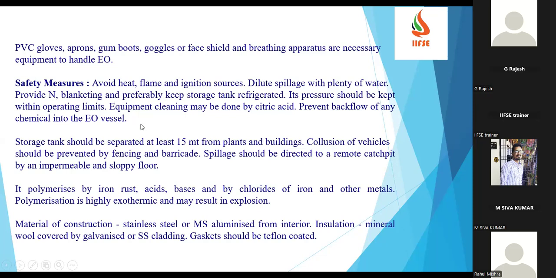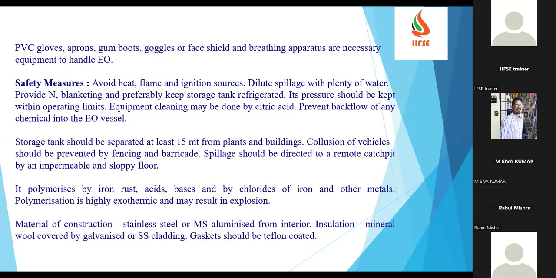And equipment cleaning may be done with citric acid, and prevent the backflow of any chemical into the EO vessels. And the storage tank should be separated at least 15 meters from the plants and the buildings. And congregation of vehicles should be prevented by fencing and also barricade, because sparks from the exhaust can sometimes ignite or explode in case of any leakage.